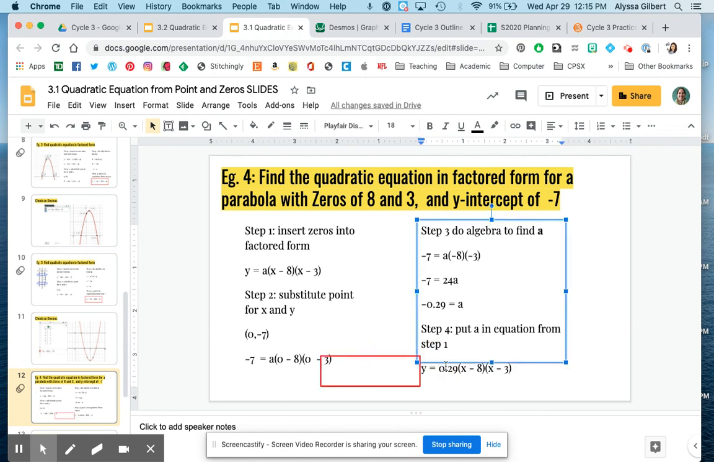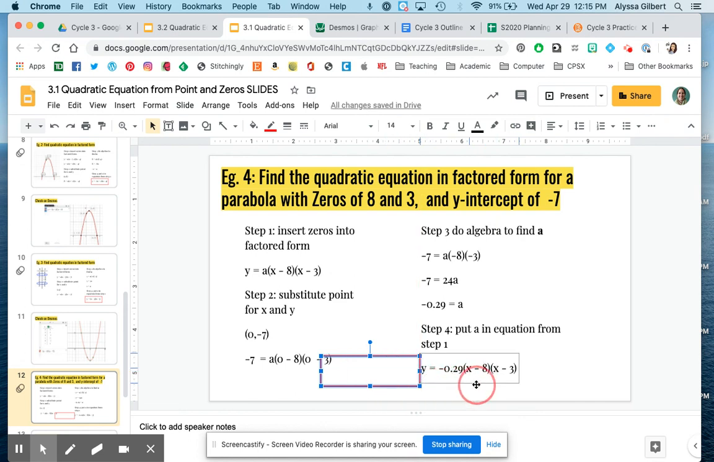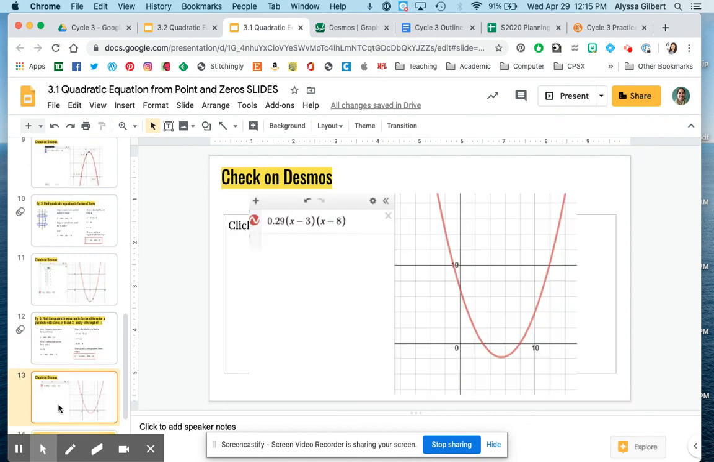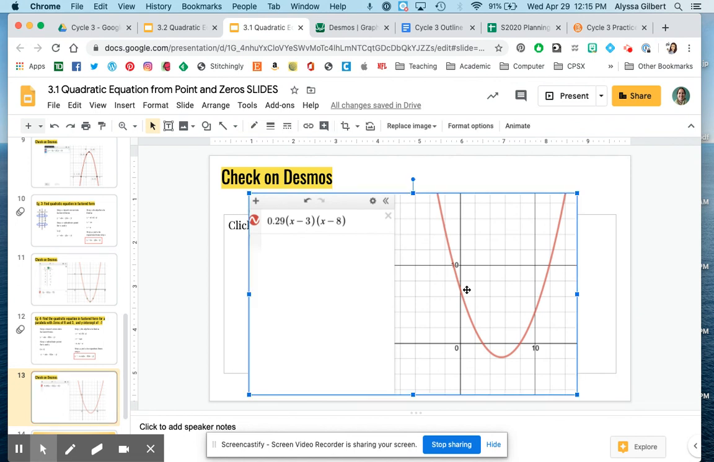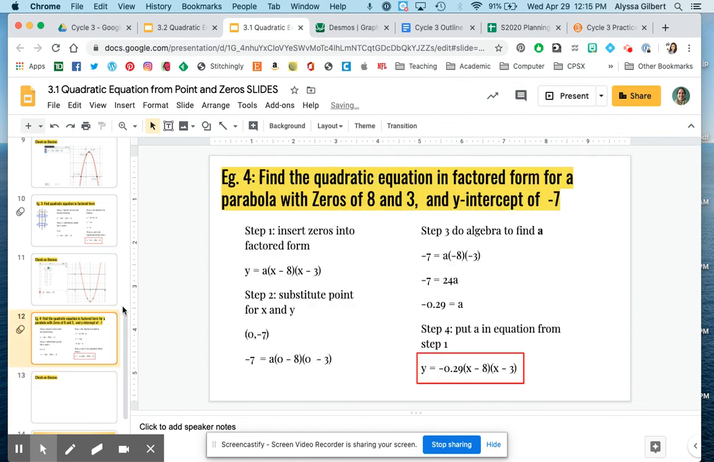And so I am going to change that to negative just so that we have it, which means that my Desmos is going to be wrong. Which makes sense because I had it going through 7, not -7. So I'm going to go check it in Desmos, and then we can do that again.